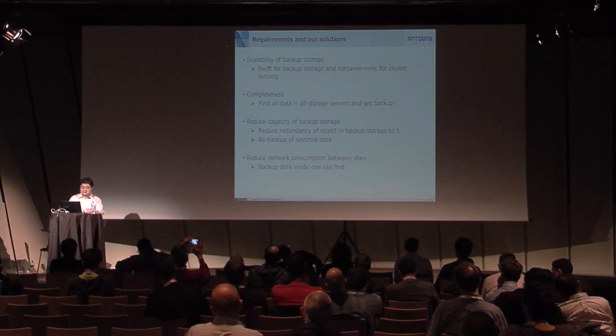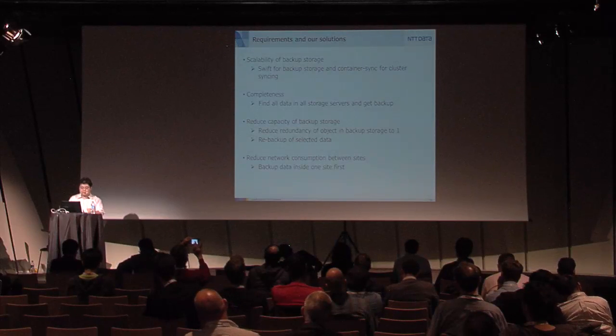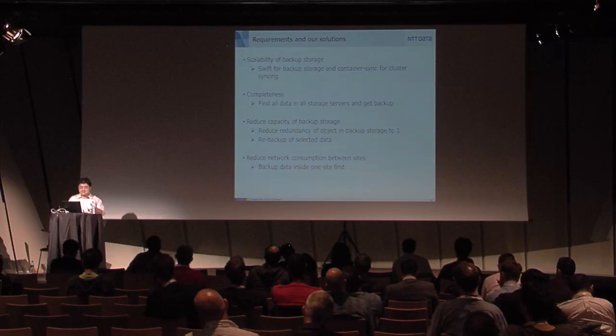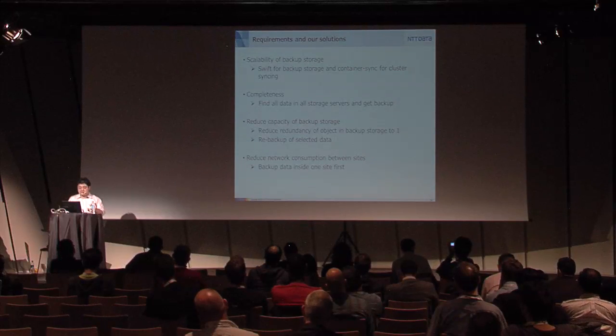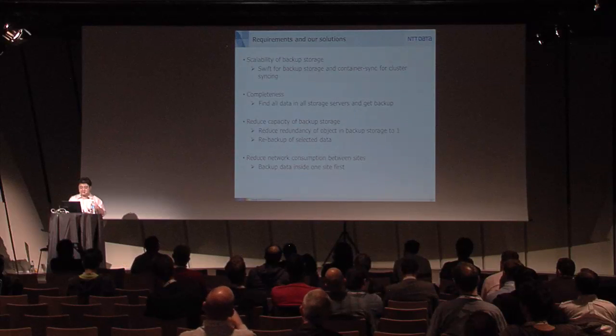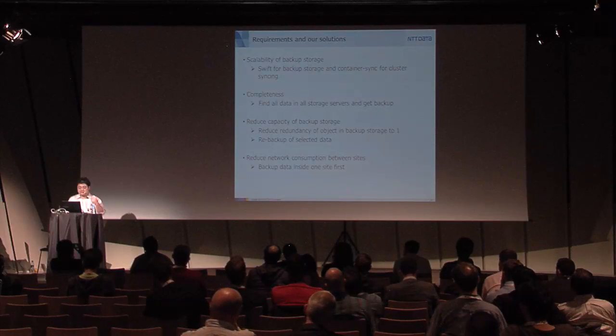The second requirement point is completeness. Swift works on the principle of eventual consistency, and you cannot get a complete backup from one part of Swift. To solve this problem, we drive agent processes in all of the Swift storage nodes, find all data in the Swift cluster, and get a backup.